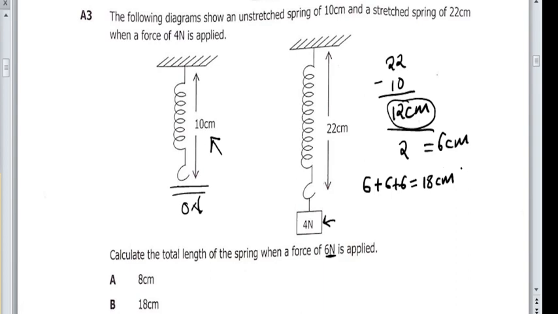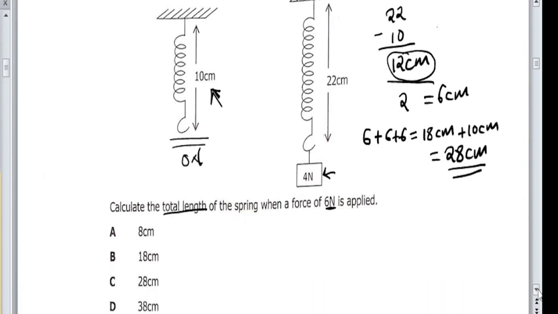Now, the 18 centimeters is only for the 6 newtons. So in order for me to get the total length, I need to add back the 10 centimeters. So 18 centimeters, adding back the 10 centimeters will give me a total of 28 centimeters. So 28 centimeters is the answer. So I come to the multiple choice and I check if I'm going to find 28 centimeters, and there it is. So 28 centimeters is the total length. Proceed.